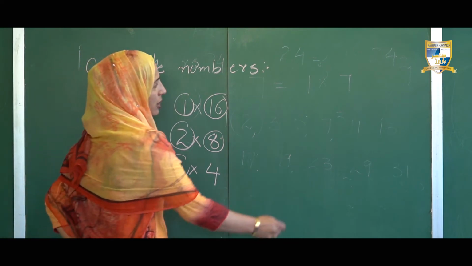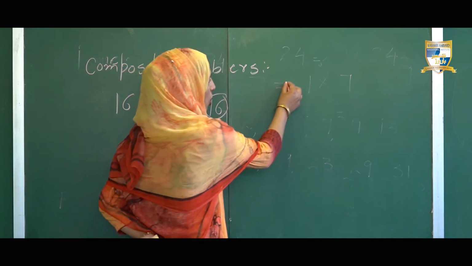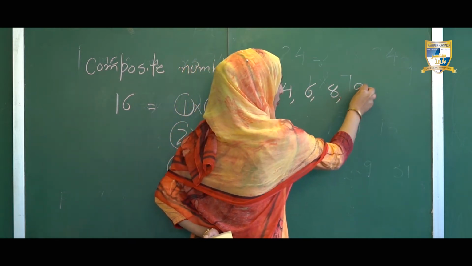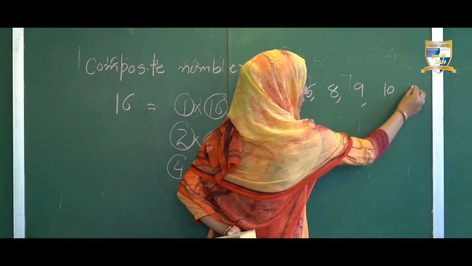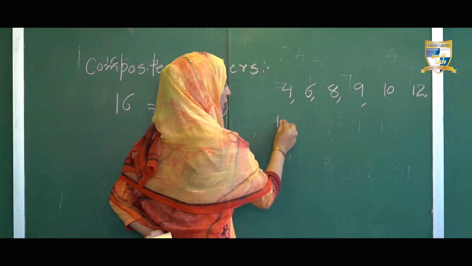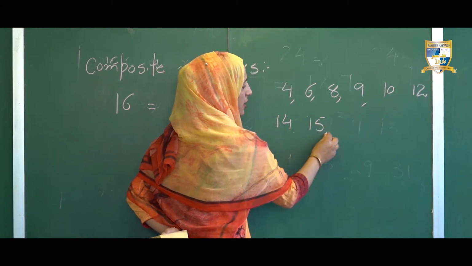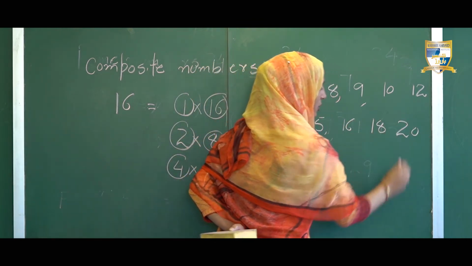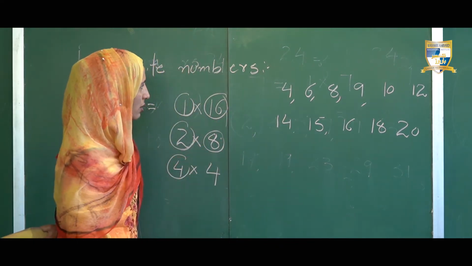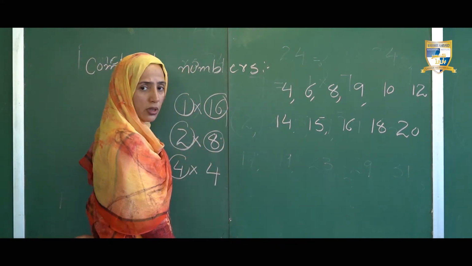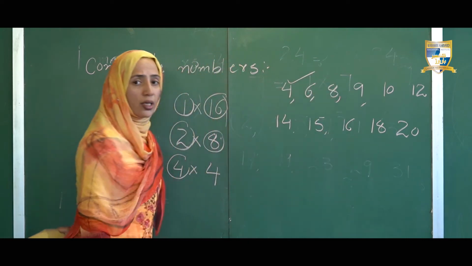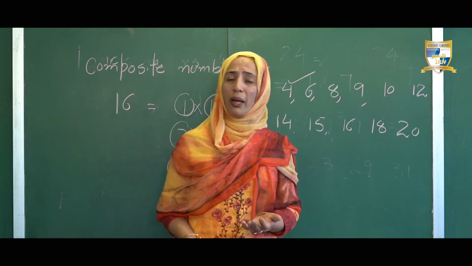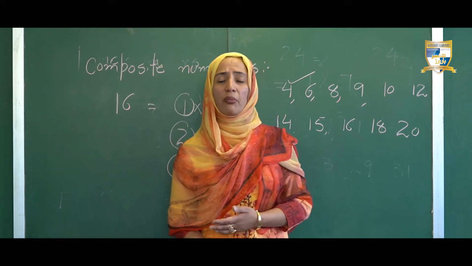I'll write some of the composite numbers here. The first composite number is 4. After 4 we have 6, 8, 9, 10, 12, 14, 15, 16, 18, 20. These are some of the composite numbers. The smallest composite number is 4. So far we have talked about 2. 2 is a prime number, 3 is a prime number, 4 is a composite number, 5 is a prime number, 6 is a composite number.